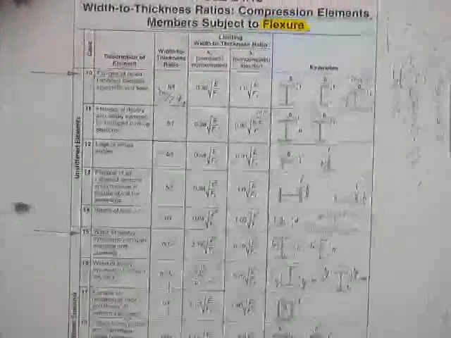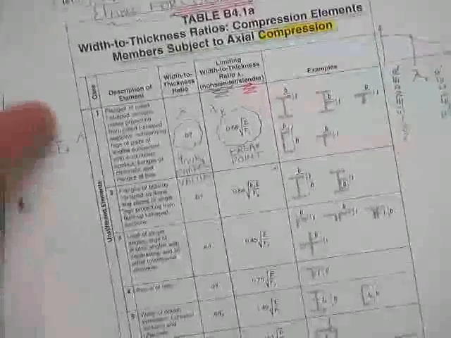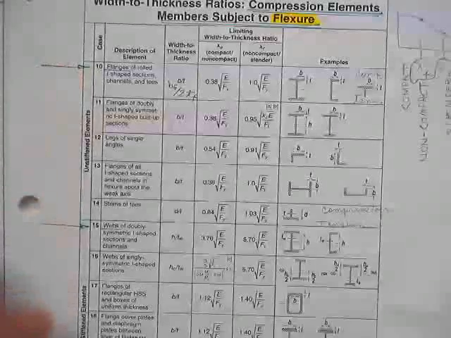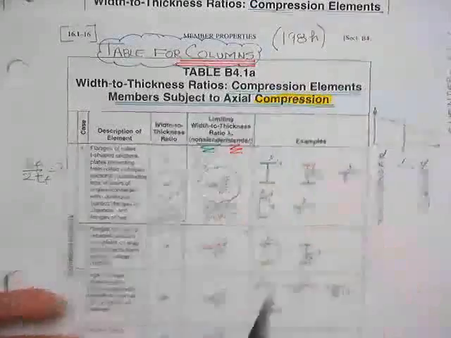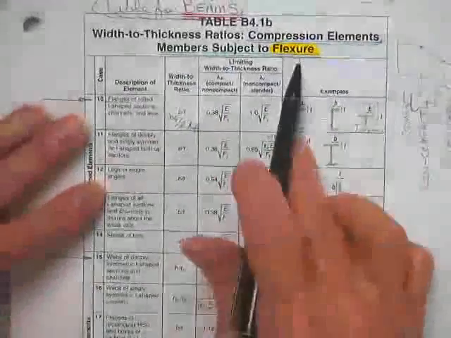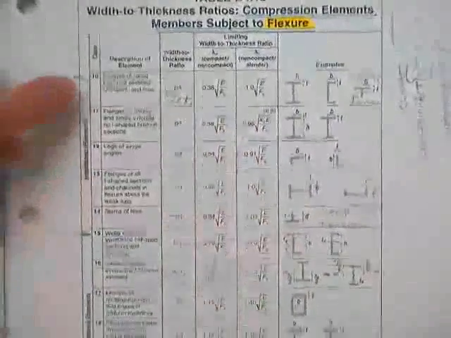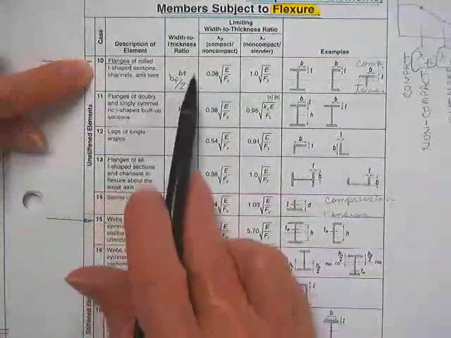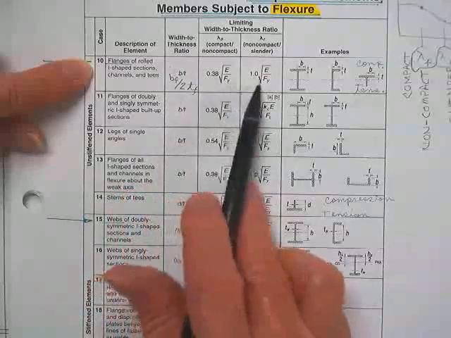Here it is for beams. What you just saw was cases 1 through 9. Here's where we start on. You'll also notice this says for axial compression columns. Here you are for flexure, members subjected to bending. These are beams. There's your case 10 for flanges of rolled I-shapes. Here is what you calculate. Here are your breakpoints for comparison.